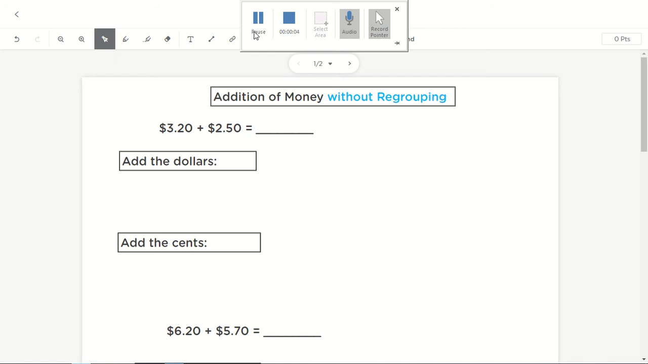Wong speaking. You should have watched the video on the answers for last Friday's homework, page 161 to 162. Once you're done with the corrections for that, now we're going to learn about addition of money mentally with and without regrouping.